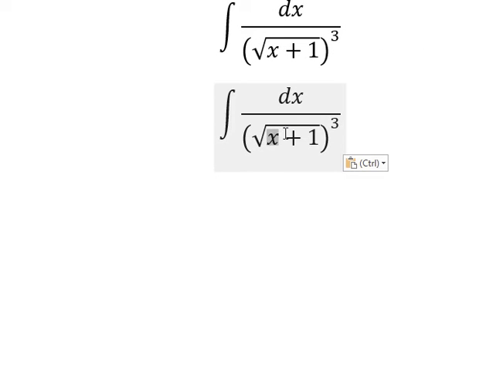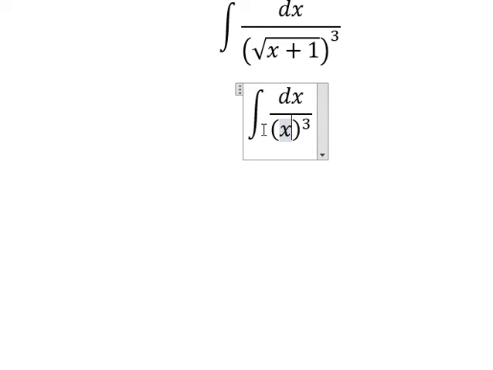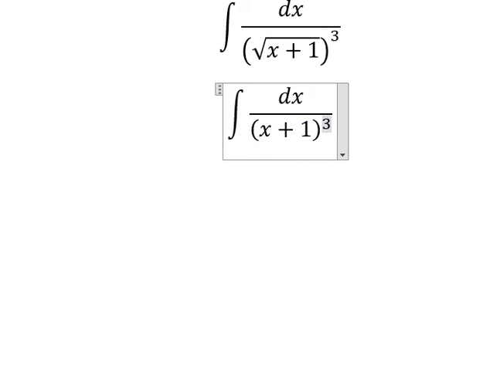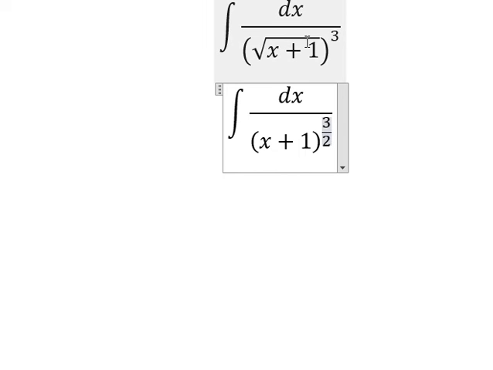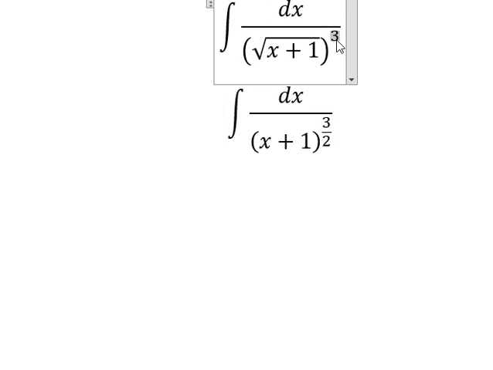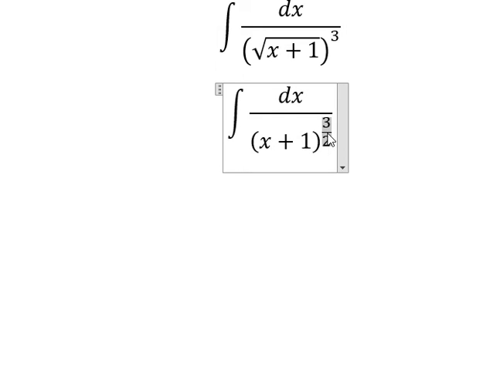The square root represents 1 over 2. So we can put this one outside and we have 3 over 2, because 1 over 2 multiplied by the number 3, you get 3 over 2.